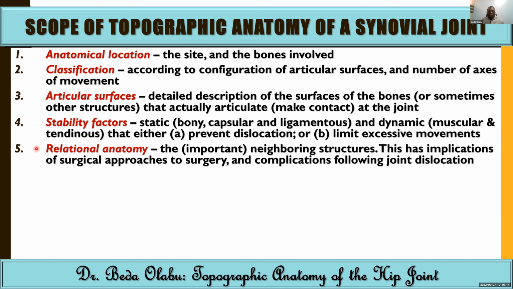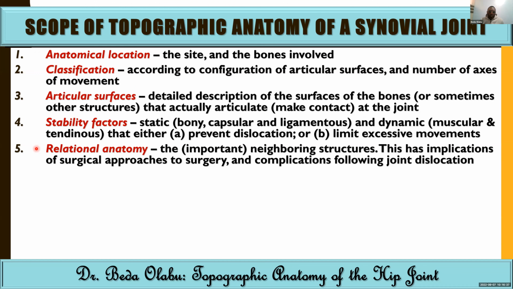So in describing the relational anatomy, it will be good to look at the relations in 3 dimensions. So you talk about what is in front, if it's applicable, what is posterior, what is medial, what's lateral, what is superior, what is inferior. Whatever is applicable is what you talk about.